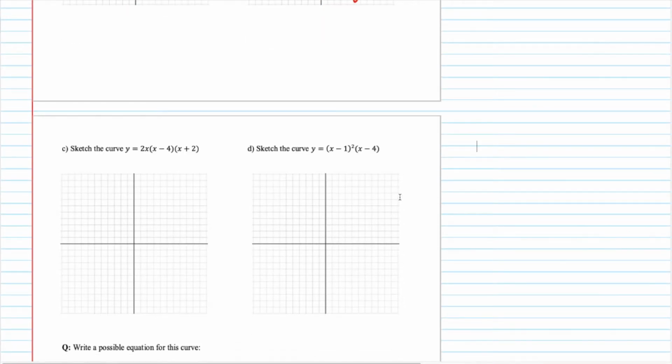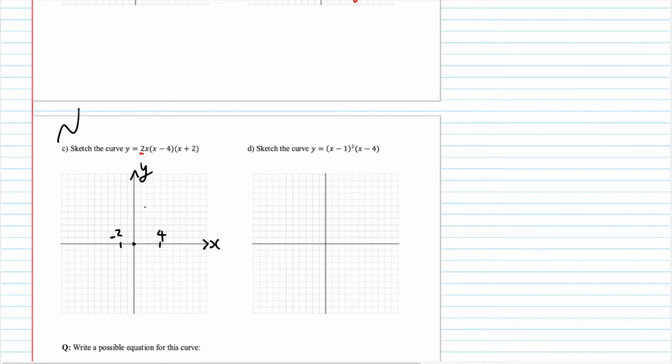Okay, so for this one, because we know that the number in front is going to be positive, I'm going to use a black pen. It's going to look something like this. Okay, so first find the x-intercepts. So what are the x-intercepts? Well, y becomes 0 when x is equal to 0, when x equals 4, or when x equals minus 2.